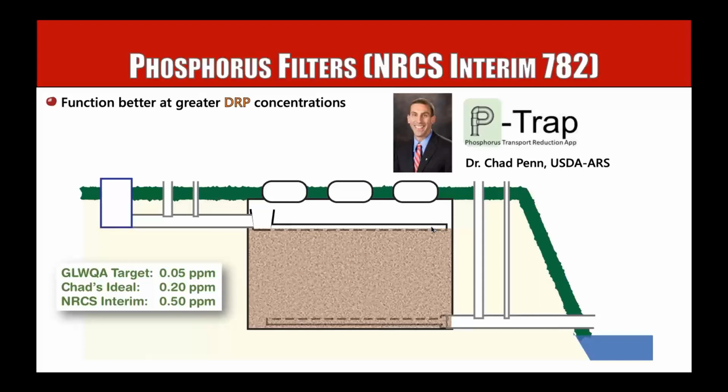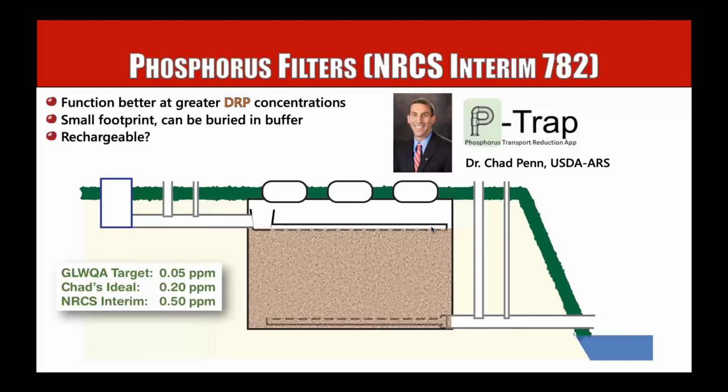To give you an idea of the concentrations that we're looking for here, Chad has an ideal concentration of 0.2 parts per million. Again, 0.05 is the goal, and NRCS has an interim goal that's even higher than that, so 0.5. So these can work well when you have high amounts of phosphorus coming off these fields. They can also have a relatively small footprint. So as opposed to a wetland, these can be buried in a buffer, and that's what we're doing right now for the applications in this project. And there's also potential for these to be rechargeable over time.